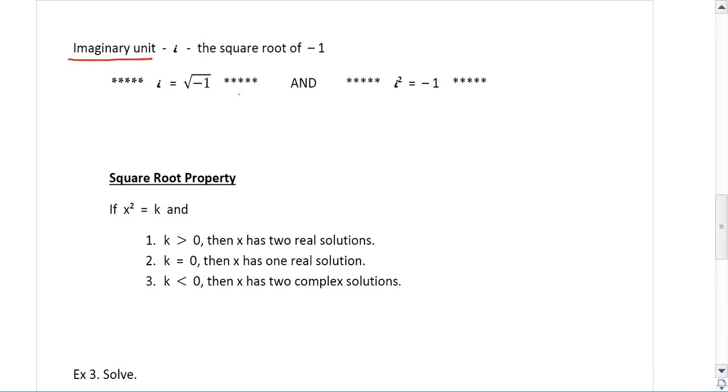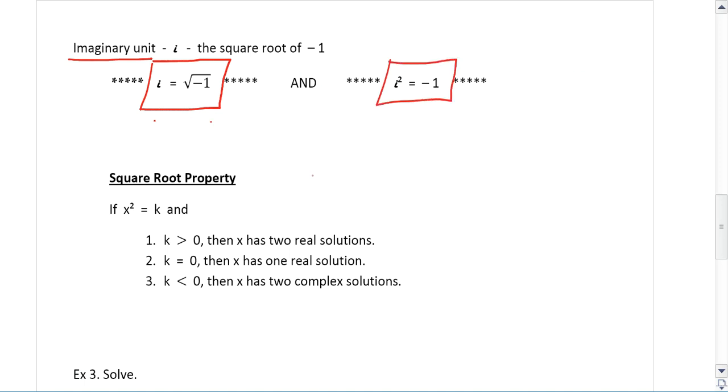The way I understand it, basically they made this up. It's a definition. They defined i to be the square root of negative 1. So it's just defined that way. And then if you square both sides of that equation, you get i squared equals negative 1.